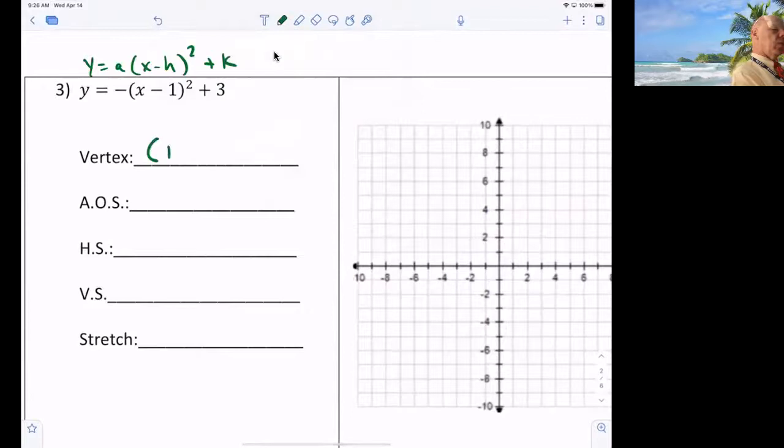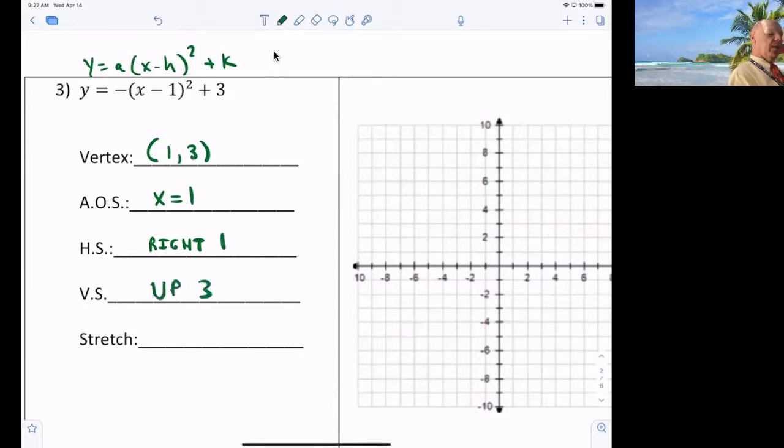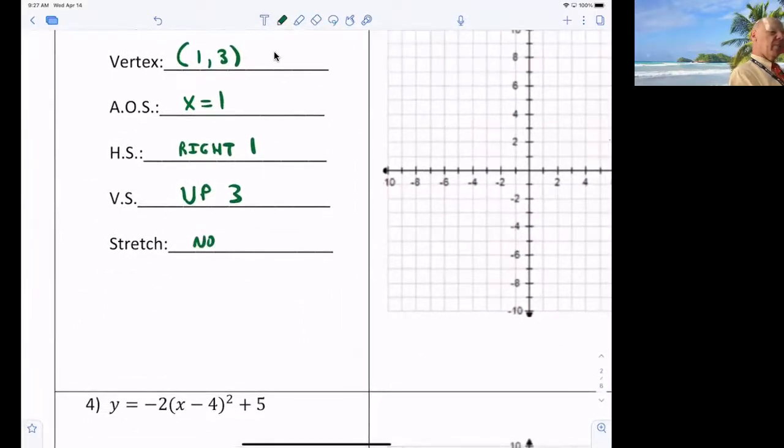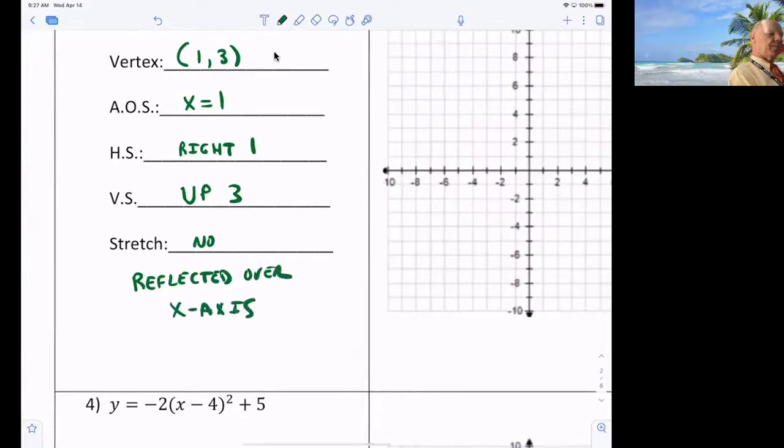Now, someone who's thinking, what's the vertex? 1, 3. Axis of symmetry: x equals 1. My horizontal shift is right 1. The vertical shift is up 3. Stretch: no stretch. But this is what? Reflected over the x-axis.